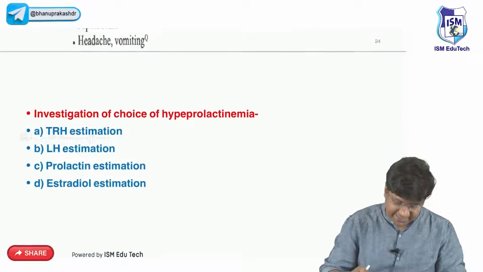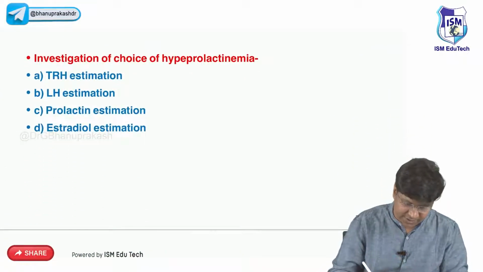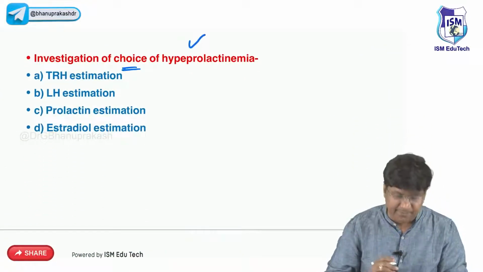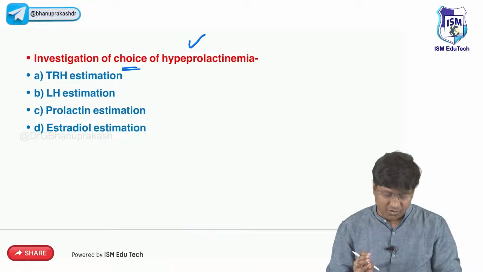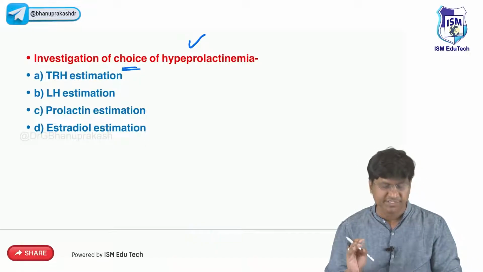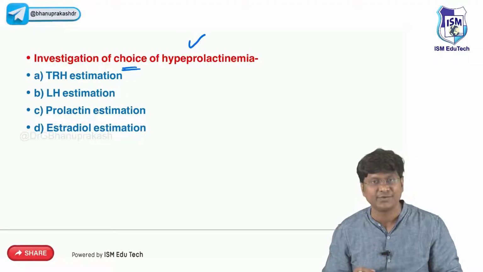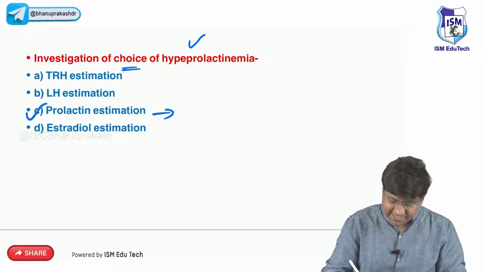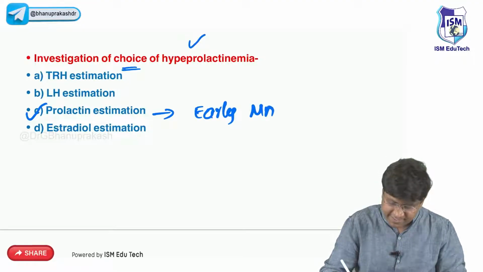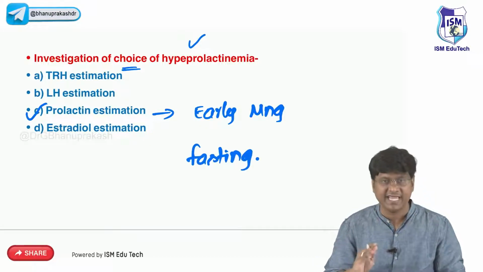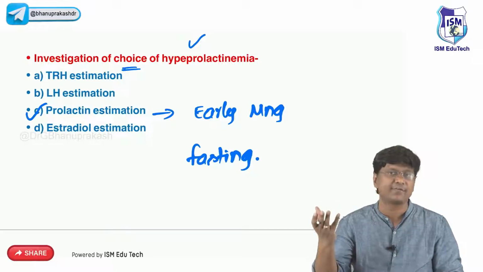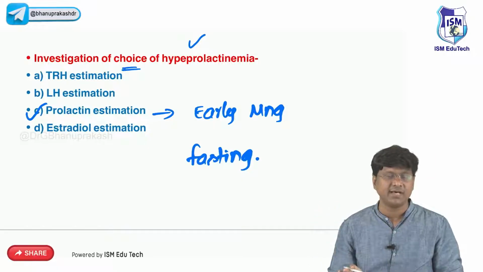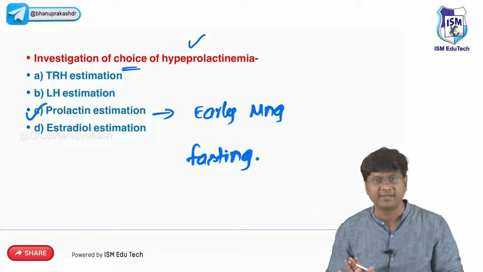Now, let me just quickly tell you what is the investigation of choice. The investigation of choice for hyperprolactinemia is prolactin estimation. This prolactin estimation should be done early in the morning, that too in a fasting state, because any amount of stress can increase the prolactin levels.